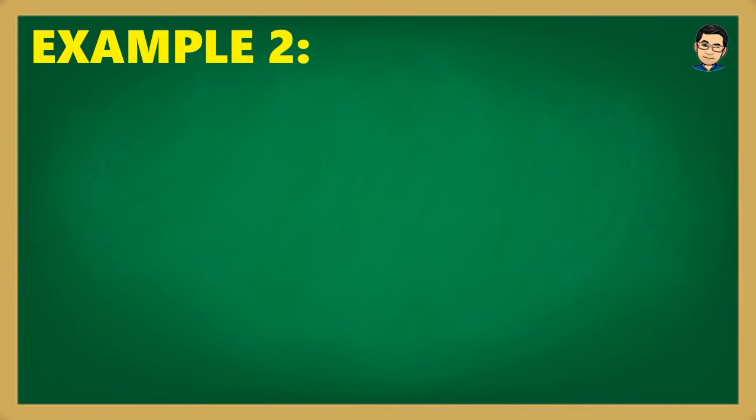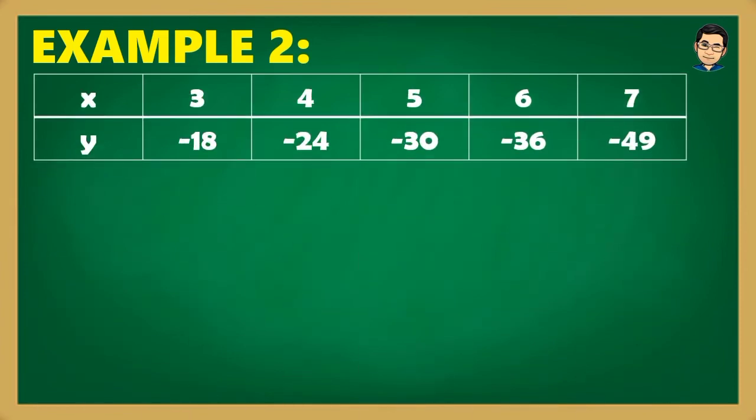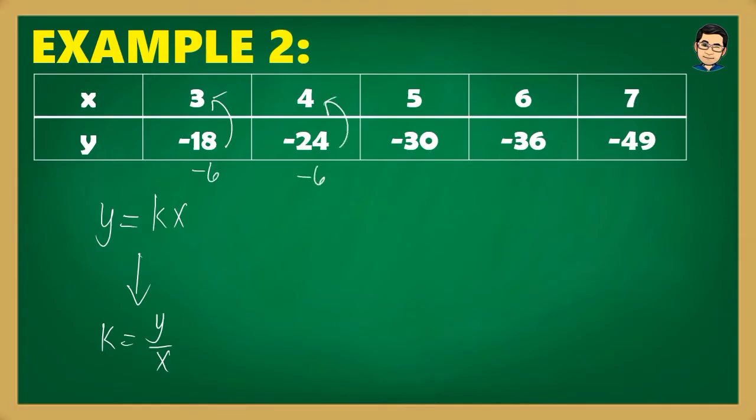So, for the next example, y is equal to kx or k is equal to y over x. So, divide lang natin yung mga y values sa x values. So, negative 18 divided by 3, that is negative 6. Negative 24 by 4, negative 6. Negative 30 by 5, that is negative 6. Negative 36 divided by 6, that is negative 6 also. And then finally, negative 49 divided by 7, that is negative 7.